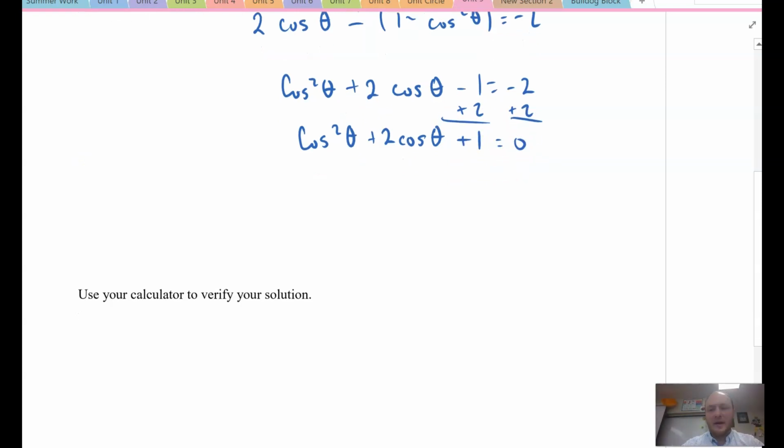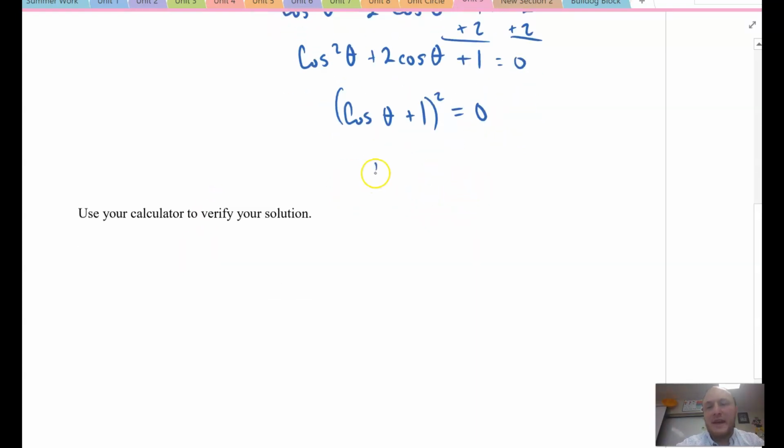Okay, and then I can go ahead and factor this. So this is cosine of theta +1 times cosine of theta +1. So cosine theta +1 squared, if you will. And if I solve, we get cosine theta +1 is equal to 0, which means that cosine of theta is equal to -1. And that only occurs at one location in our unit circle, which is pi. I almost wrote -pi. I don't know why. All right, there you have it.